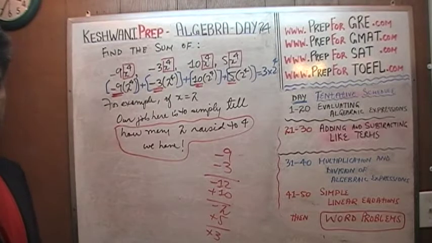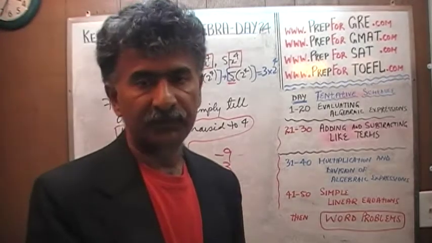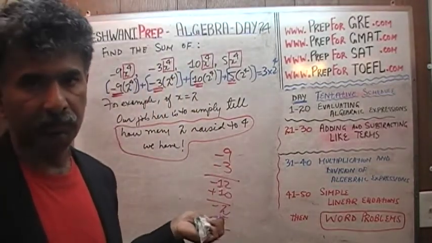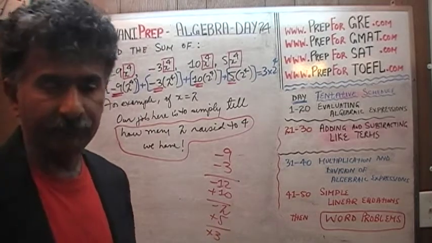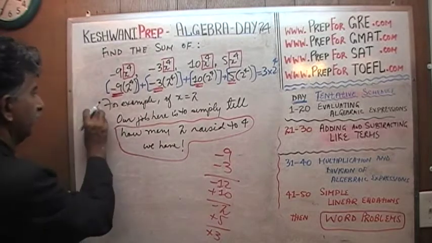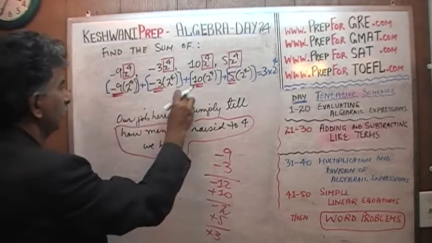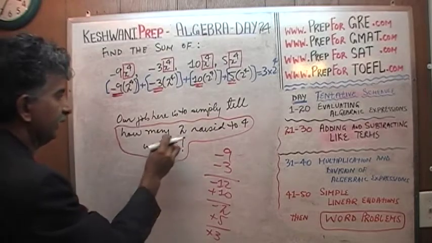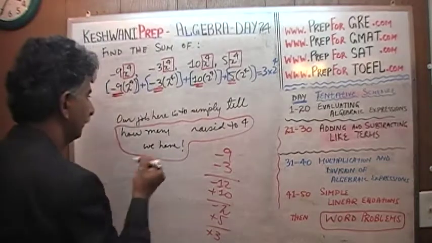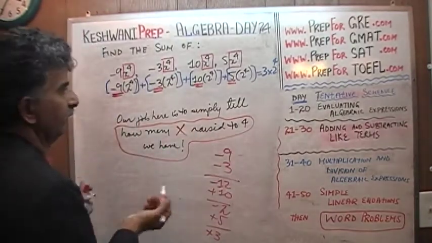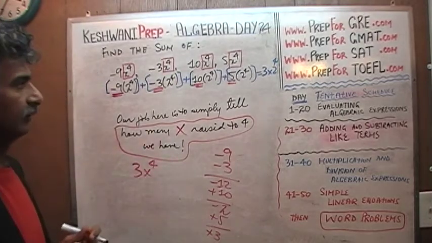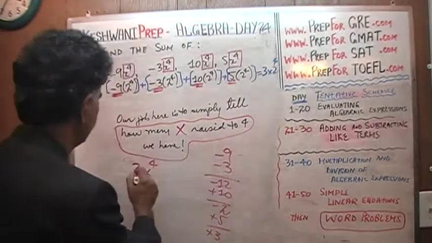The only difference is that we are not given the value for x. We've just made up a value. That's why it says, for example. We do not know what x is. Since we do not know the value of x, we're going to have to keep it as x. The question simply is, how many x raised to 4s do we have? Our job here is to simply tell how many x raised to 4 we have. And the answer is the same. We have 3 x raised to 4s, just like we had 3 2 raised to 4s.